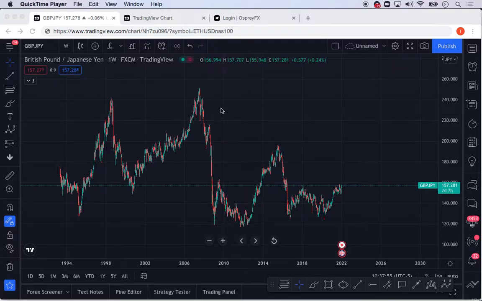So, I'm back with another video, and this time I am going over GBPJPY, Great Britain pound against the Japanese yen. So let's dive straight into it. So I already marked up this chart.